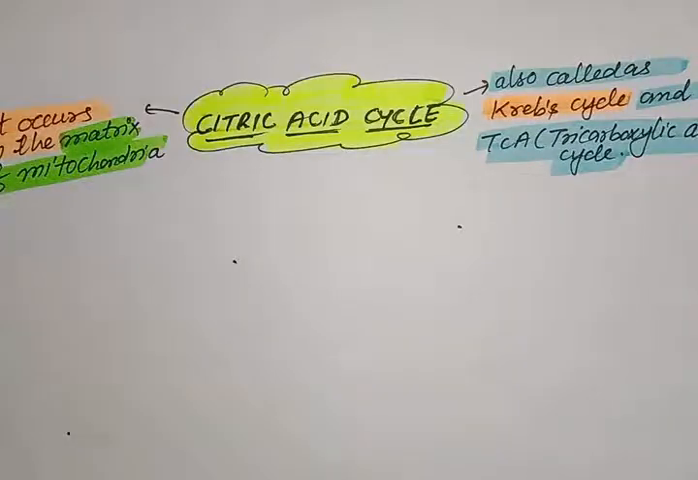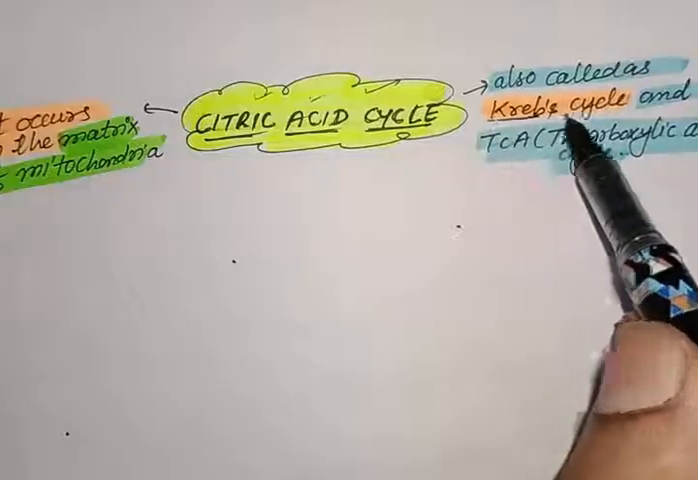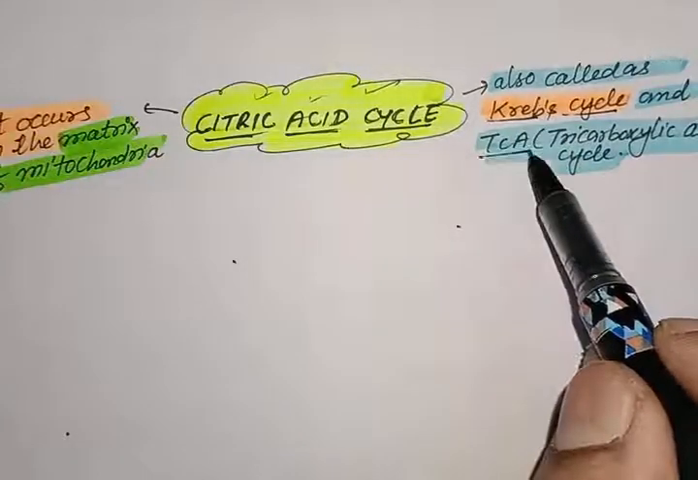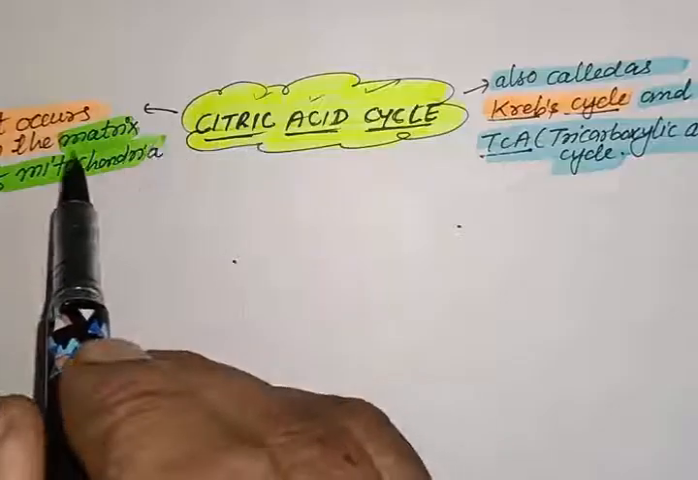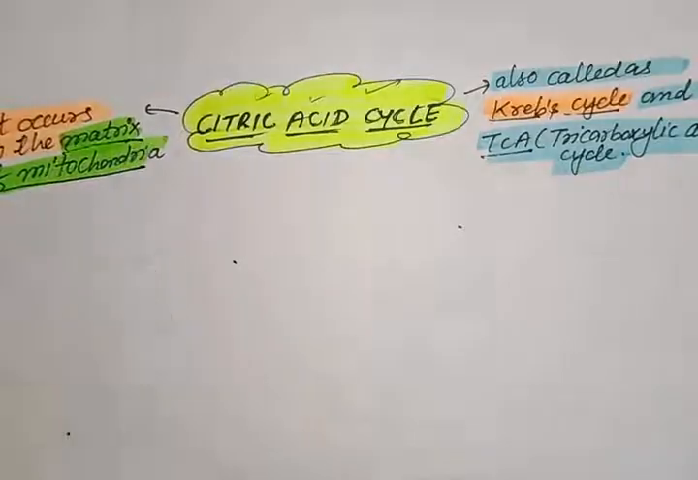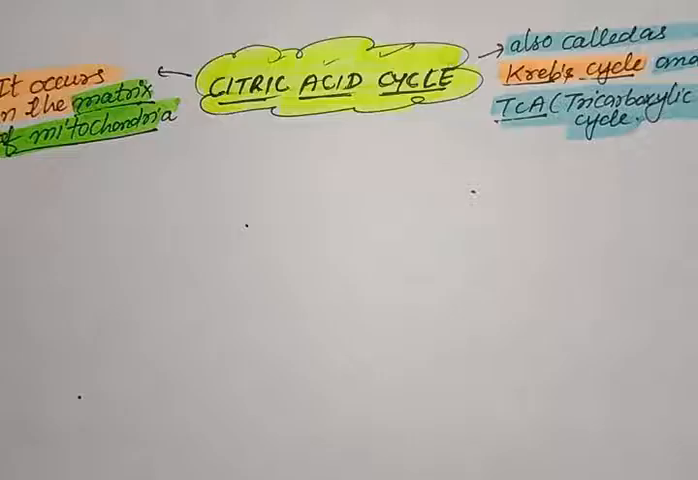Next very important topic is citric acid cycle. The citric acid cycle is also called as Krebs cycle or TCA cycle, tricarboxylic acid cycle. Citric cycle occurs in the matrix of the mitochondria. In the first step of the citric acid cycle, the oxaloacetic acid reacts with the acetyl CoA.